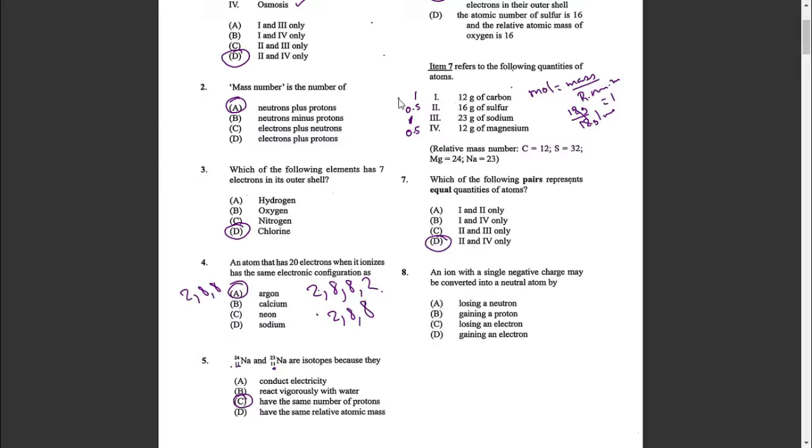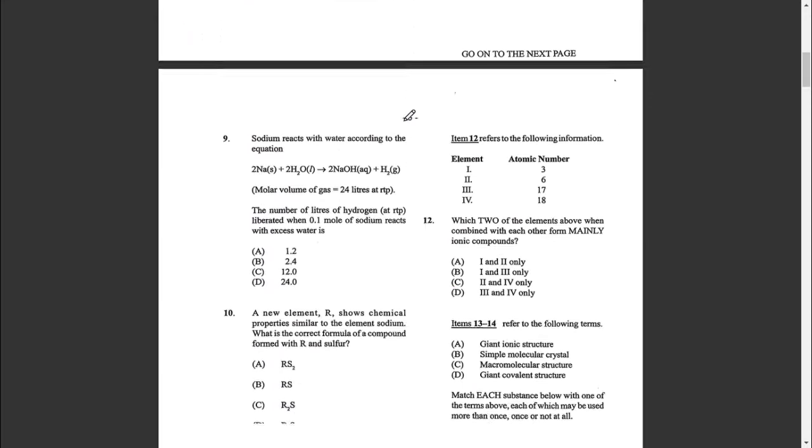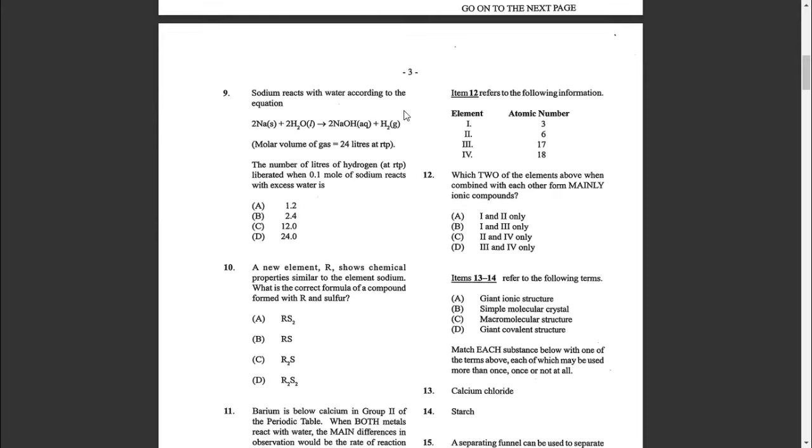Question 8. An ion with a single negative charge may be converted into a neutral atom by losing an electron. Question 9. Sodium reacts with water according to the equation. The number of liters of hydrogen liberated when 0.1 mole of sodium reacts with excess water is?